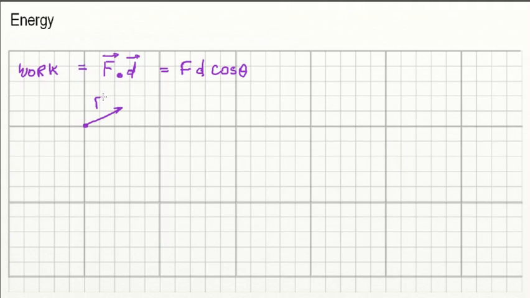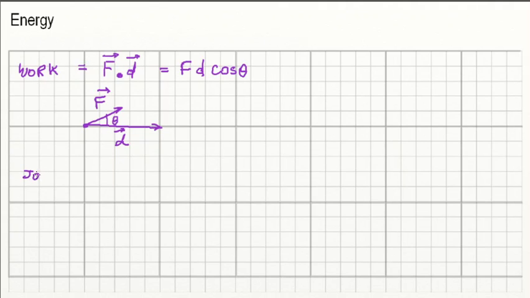So if this is a force, but the distance is only in this direction here, so this would be my displacement vector, then theta is the angle between them. So this dot product will then just give us the magnitude of the force, the magnitude of your displacement, and the cosine of the angle between them. So here they're not vectors anymore. Before you do the dot product, they're still vectors, but after, they're not. This is going to be a scalar, and work is a scalar.